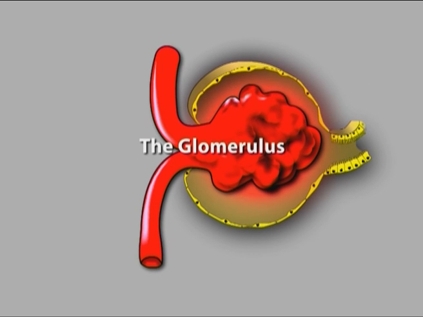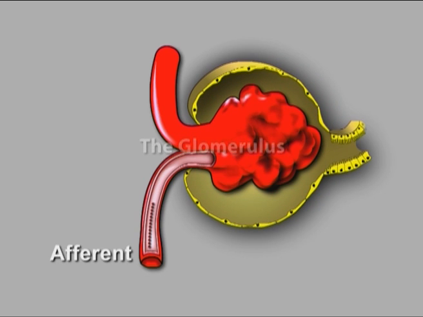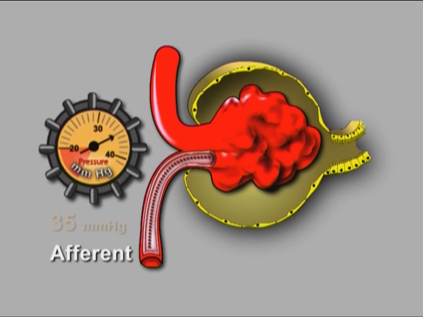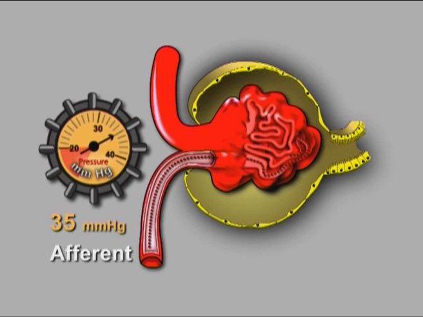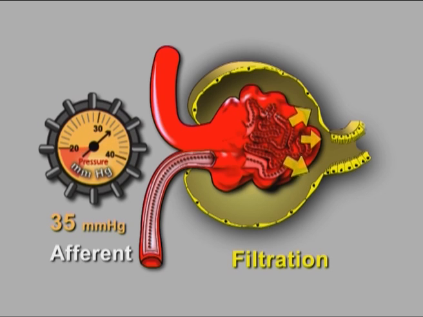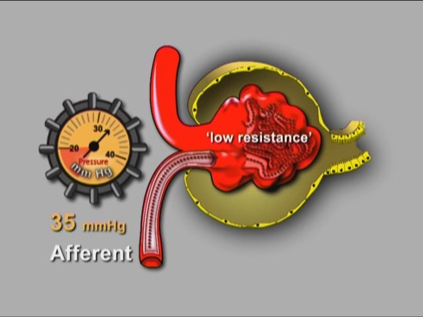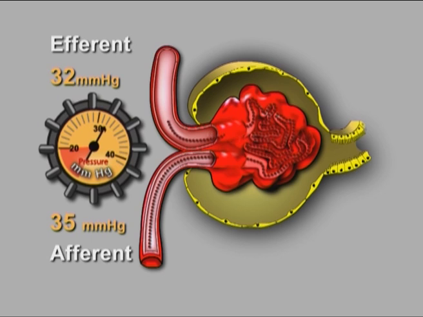The glomerulus is a highly specialised vascular structure. It receives blood from the afferent arteriole at a relatively high pressure, usually about 35 millimeters of mercury. The capillary path is long and provides a huge surface area for the filtration of plasma. However, the resistance in these vessels is very low, so the blood pressure drop in the efferent arteriole is minimal.